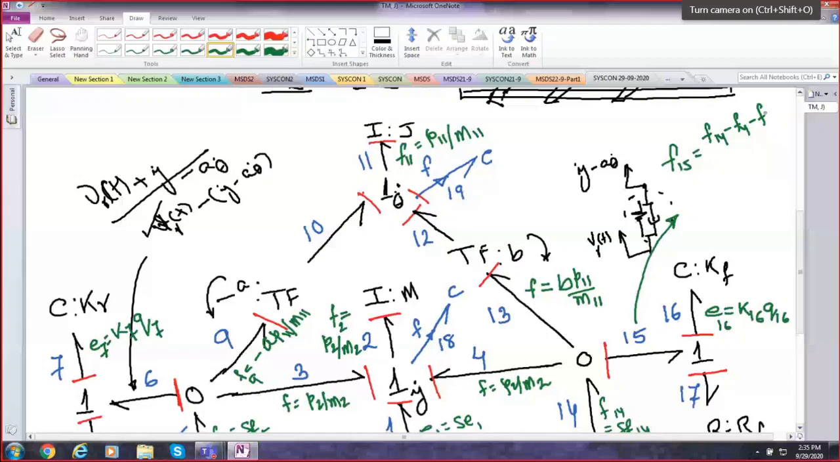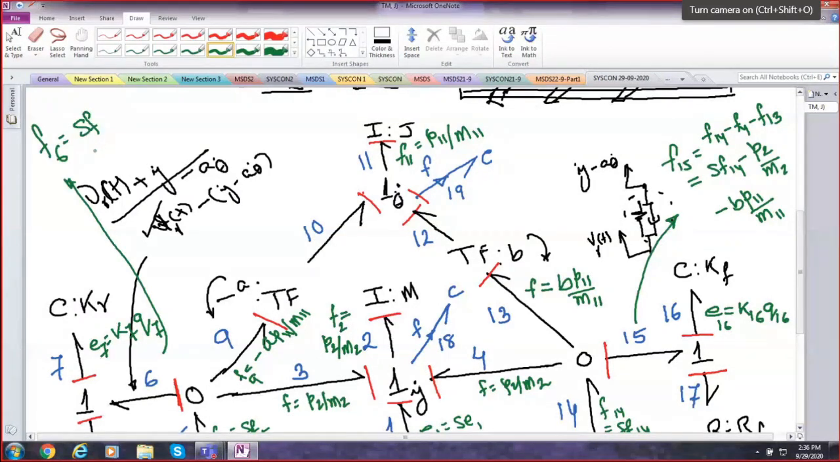What is that equation? This is SF14 minus F4, which is P2 by M2, and this is minus B times P11 by M11. So we have got F15. Likewise, we will get F6.